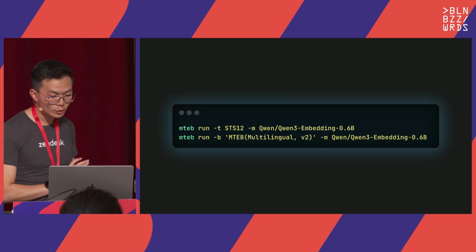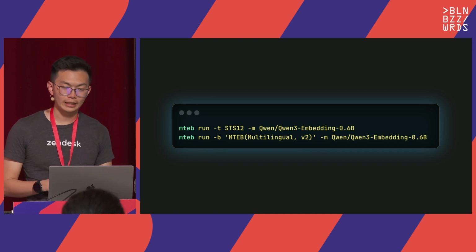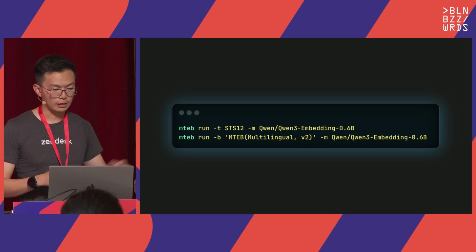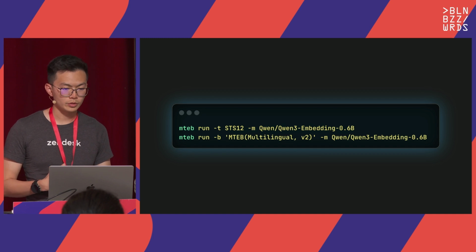To run anything we have seen so far, it's as easy as running a line of code. As long as they are Sentence Transformers compatible, they could be run without a model implementation. And here's what you would run for the latest Qwen embedding model that was released last week.